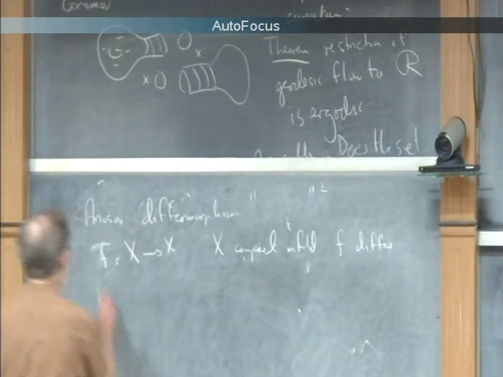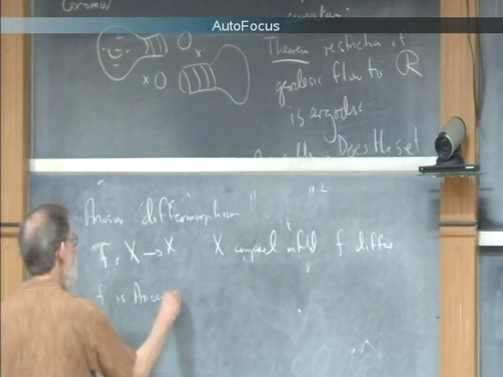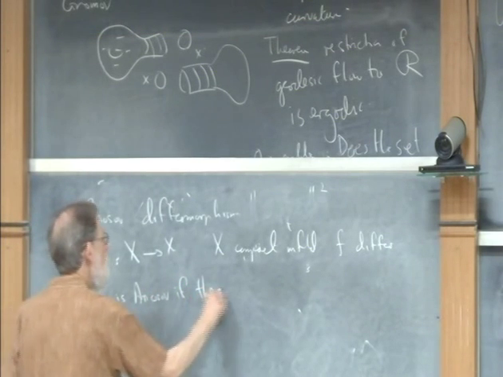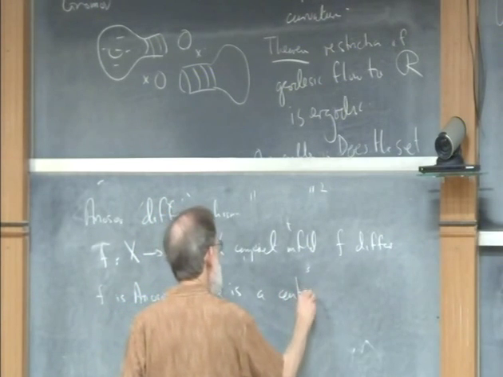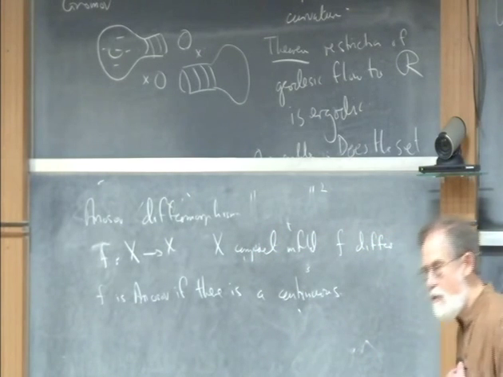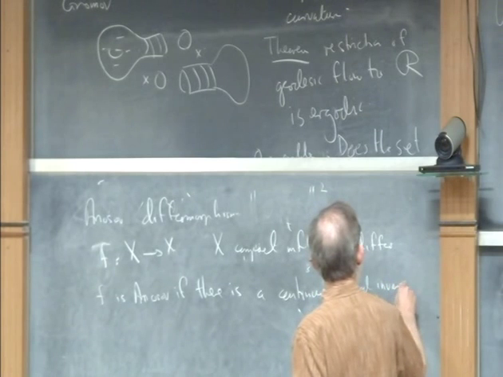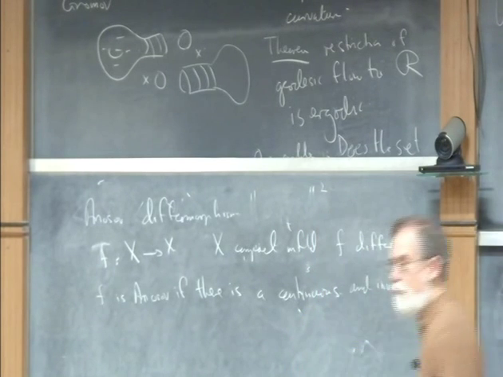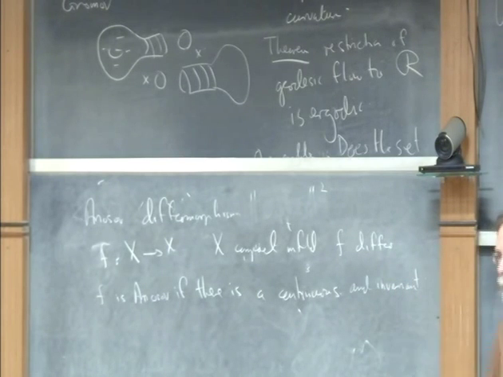So f is Anosov if there is a continuous, I would say invariant, and I believe I don't need both words. I think I can leave out one of them. I can leave out whichever one I prefer, but I can't leave both of them out.